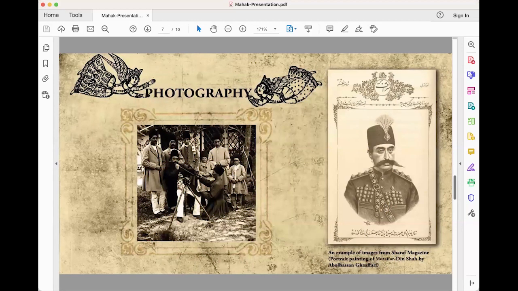The emergence of photography can be considered one of the main reasons for the evolvement of art between the early and late Qajar period. In Sharaf and Sharafat, one of the well-known newspapers of that time, portraits were drawn with great attention to details, confirming the assumption that they were drawn from photographs. As photography became more common, painters started making a sketch based on photos rather than using live models. Some scholars consider this shift as a step toward modernism in Iranian art.